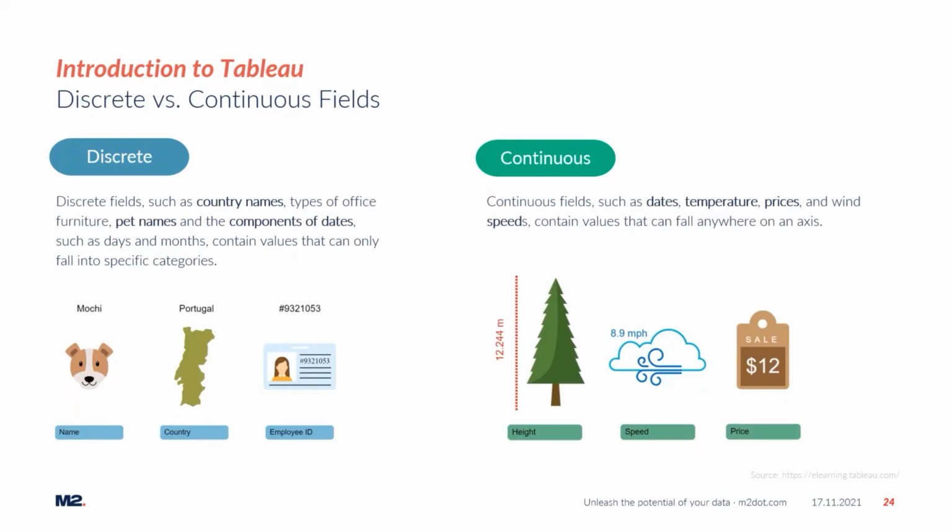On the other hand, we have the continuous measures. So it can be dates, temperature, speed, height, everything that you can measure or make a mathematical operation with, sum, average, maximum value, minimum value, it will be continuous.